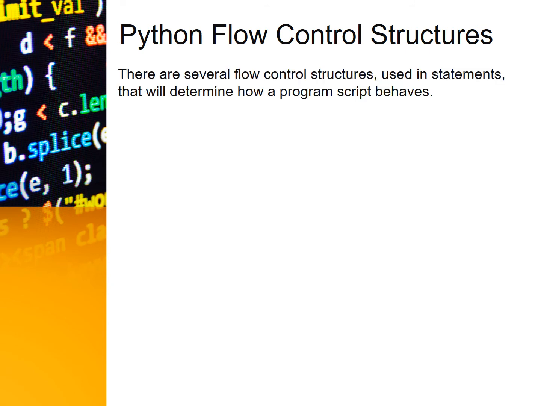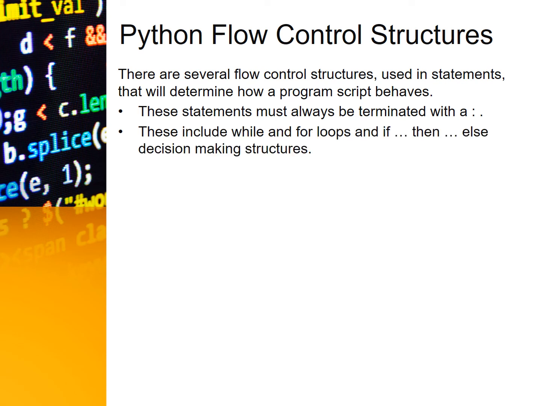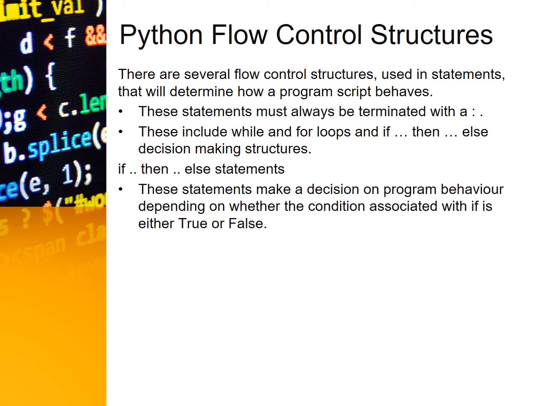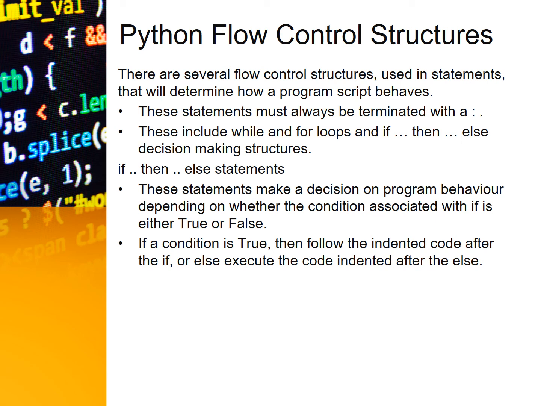Flow controls. There are a number of ways in which we can control how a program behaves or runs. These statements are always terminated with a colon. These include while and for loops and if then else decision-making structures. If then else statements make a decision on program behavior depending on whether the condition associated with the if is true or false. If the condition is true, then follow the indented code after the if. If it's not true, then the else will execute the code indented after the else. So it gives you an option if you like.